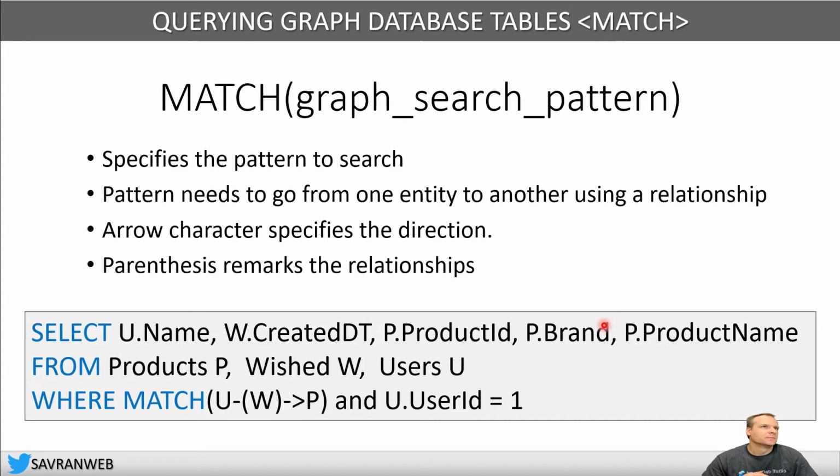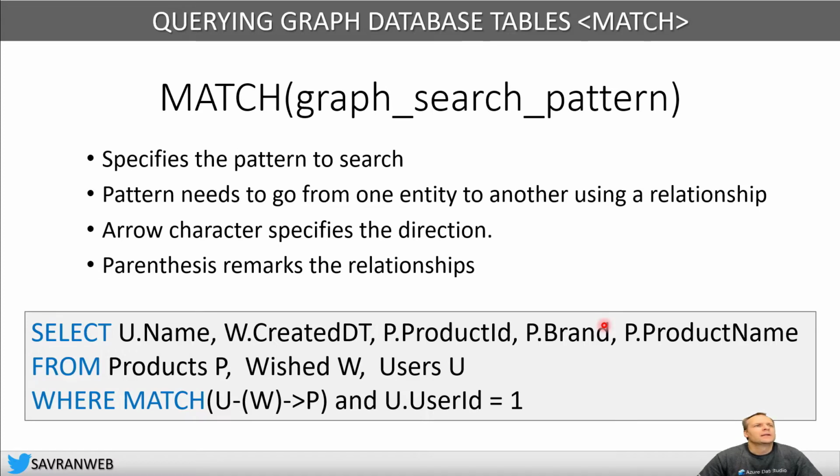Here's a simple example. What I'm doing here is using my products table, wished table, and users table. As you might guess, my products table is an entity table, my users table is an entity table, and wished is a relation table. My match clause, as you can see here, is going from the users to the products table by using the wished relation, and I only care about user ID 1. So what this is going to do is give user ID 1's wish list just by running that.